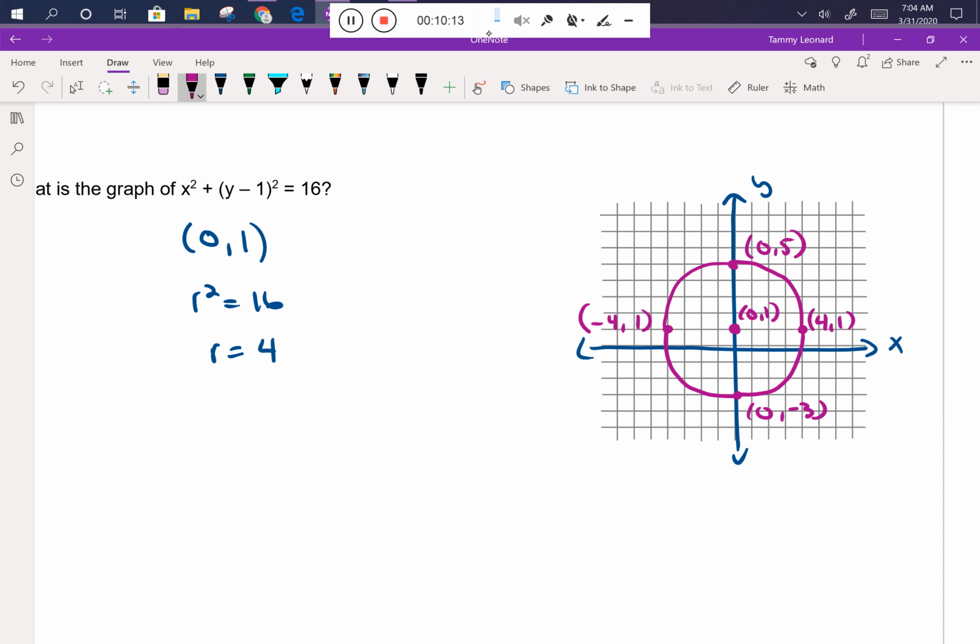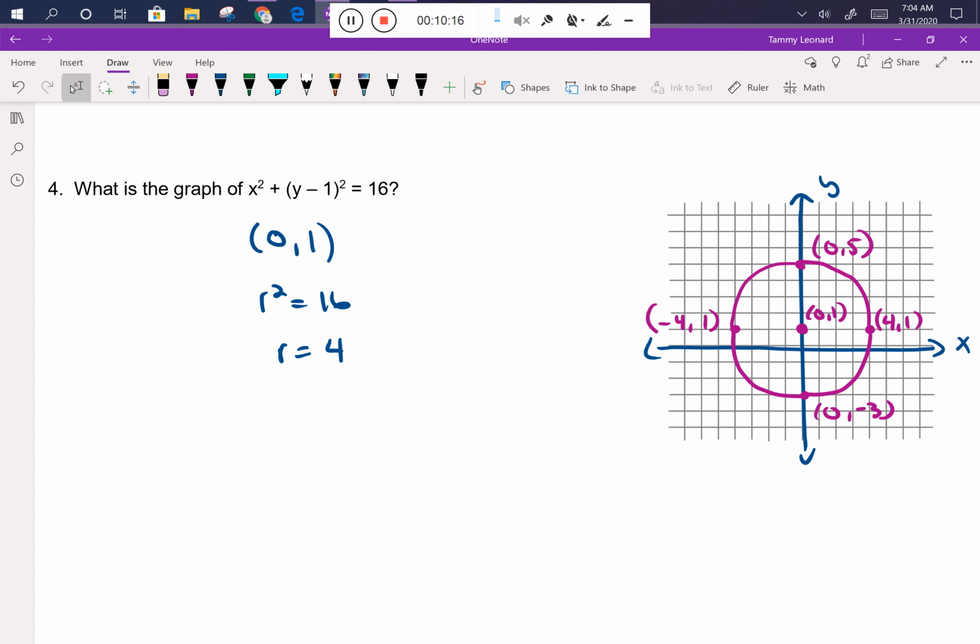And that would be considered a full credit graph for a circle. You should now be ready to do the lesson 2 daily practice.